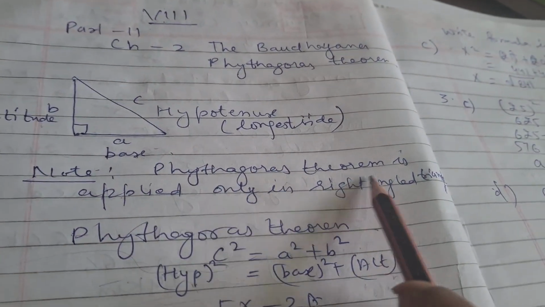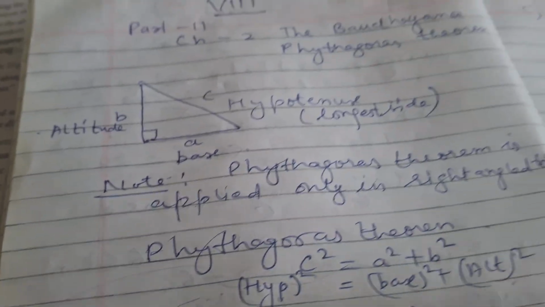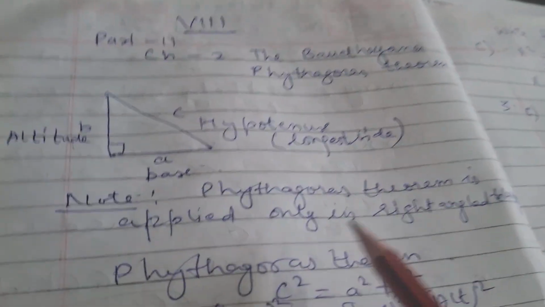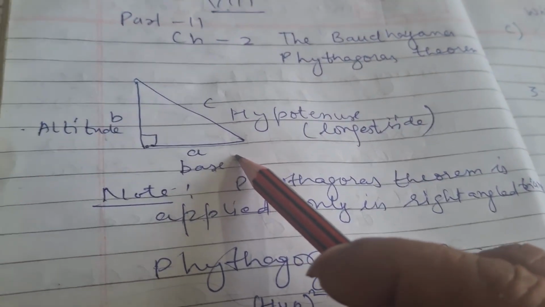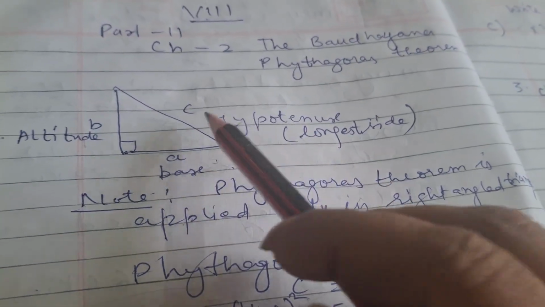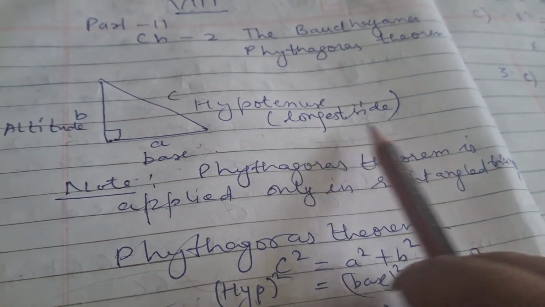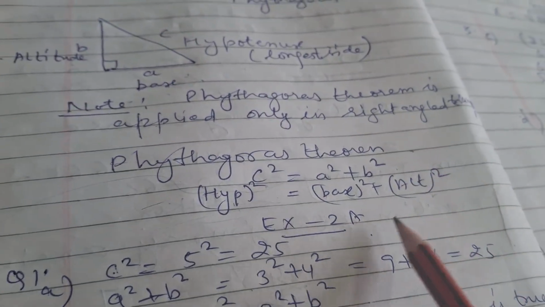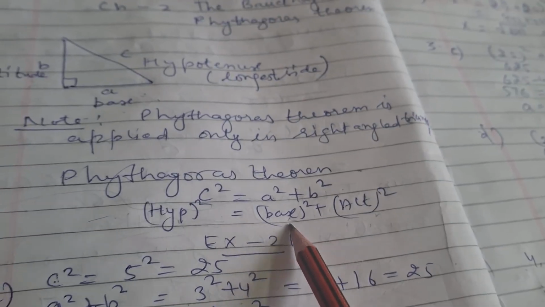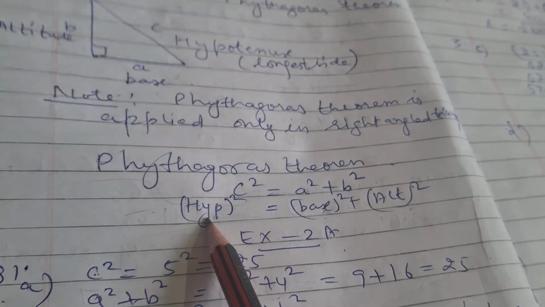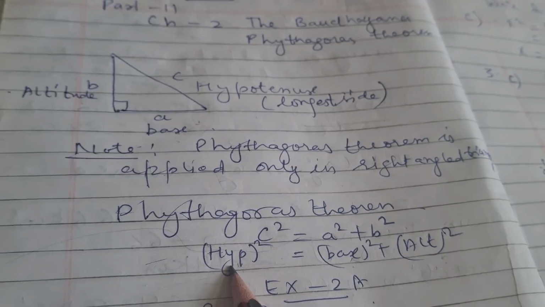Note, the Pythagoras theorem is applied only in a right angle triangle. Only in the right angle triangle can we use the Pythagoras theorem. And the second more important thing: out of all these three sides, base, altitude and hypotenuse, the hypotenuse will be the longest side. And the Pythagoras theorem will prove only when the sum of the base square and altitude square is equal to the square of the hypotenuse. Otherwise, the Pythagoras theorem will not prove.